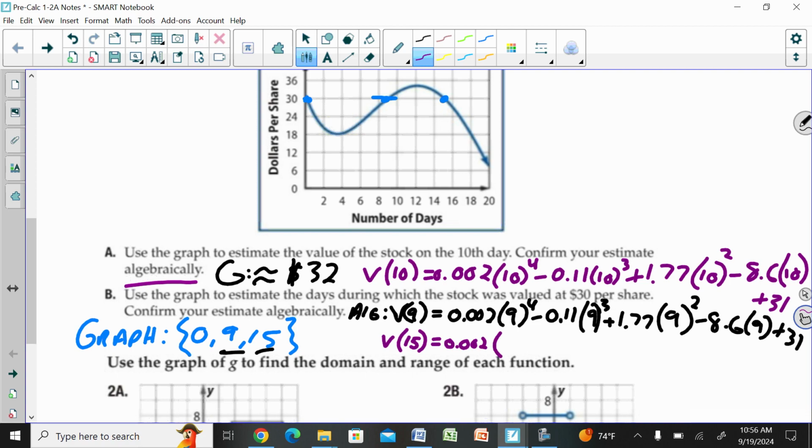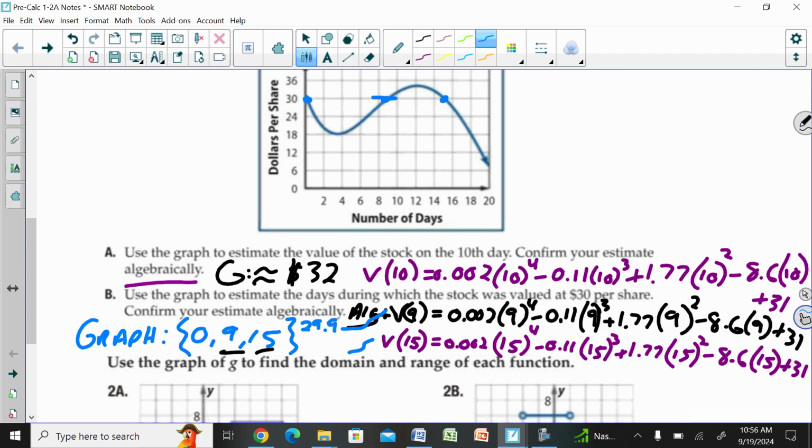0.002 times 9, except instead of using 9, I'm going to use 15. The fourth power minus 0.11 times 15 to the third power plus 1.77 times 15 squared minus 8.6 times 15. Don't forget the plus 31 over there. Okay, when we do that math, what you're going to find if you punch all that in is that this one here is going to come out to 29.9.